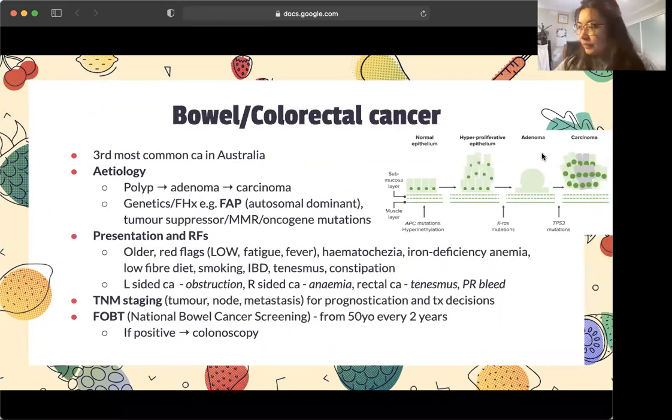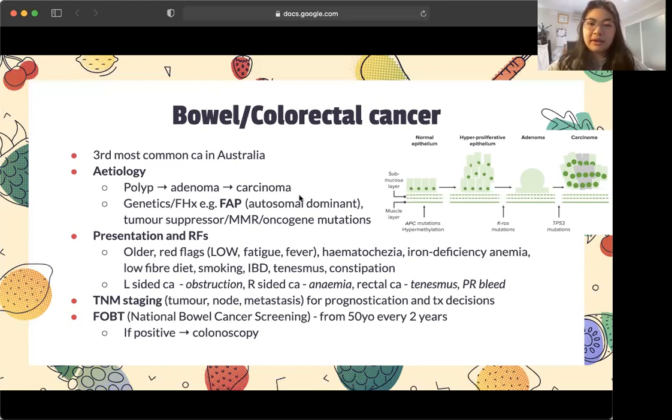So I think you guys had an ICL on this, so should be all over this, but we'll just touch on this briefly because it is really, really important. It's the third most common cancer in Australia, bowel or colorectal cancer. That means the same thing. The etiology is normally, we start off with normal epithelium, then you get a polyp, which is just hyperproliferation, then an adenoma, which is a precursor potentially to a carcinoma or a cancer.